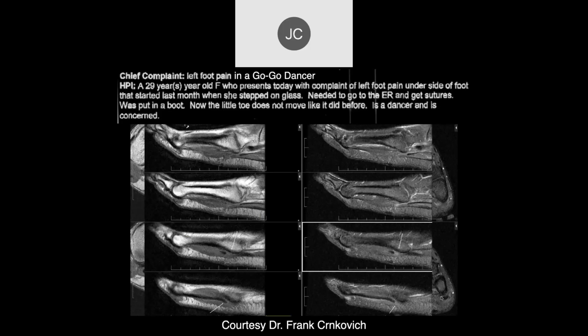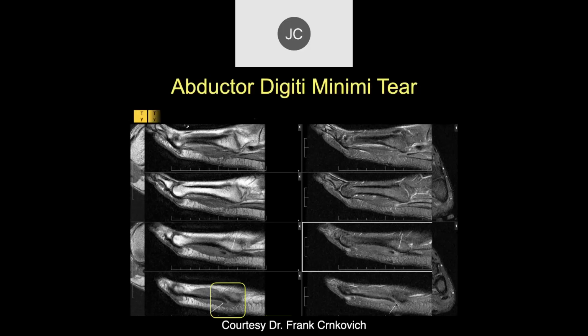If we go to the sagittal images, it looks like there's a focal discontinuity in that. Is it the abductor digiti minimi? Right in there. And this was a tear of the abductor digiti minimi tendon.